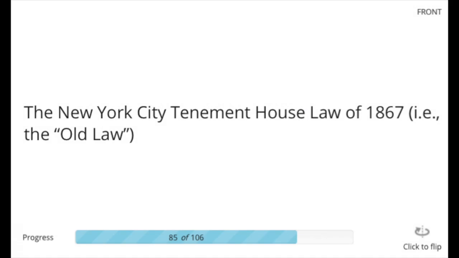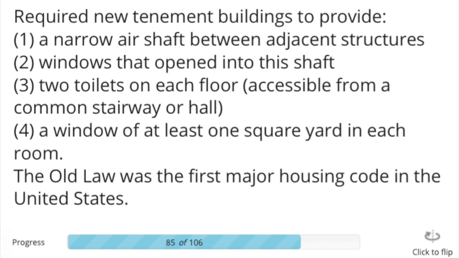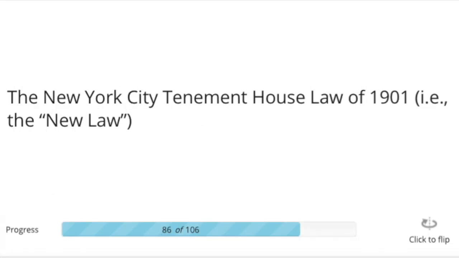The 1867 New York City Tenement House Law. This was the first major housing code in the United States that required new tenement buildings to provide a narrow air shaft between adjacent structures, windows that open into that, 2 toilets per floor, and a window at least 1 square yard in each room. The New York City Tenement House Law of 1901 was called the New Law.